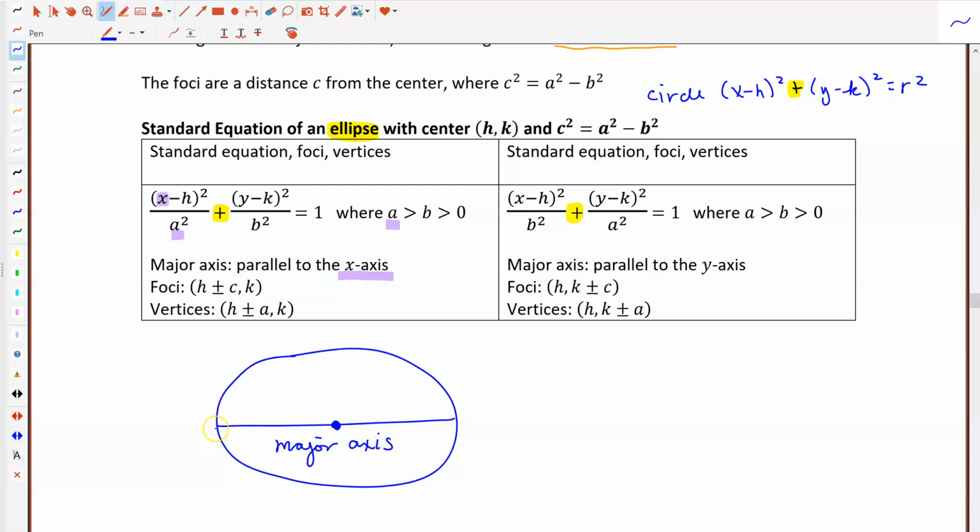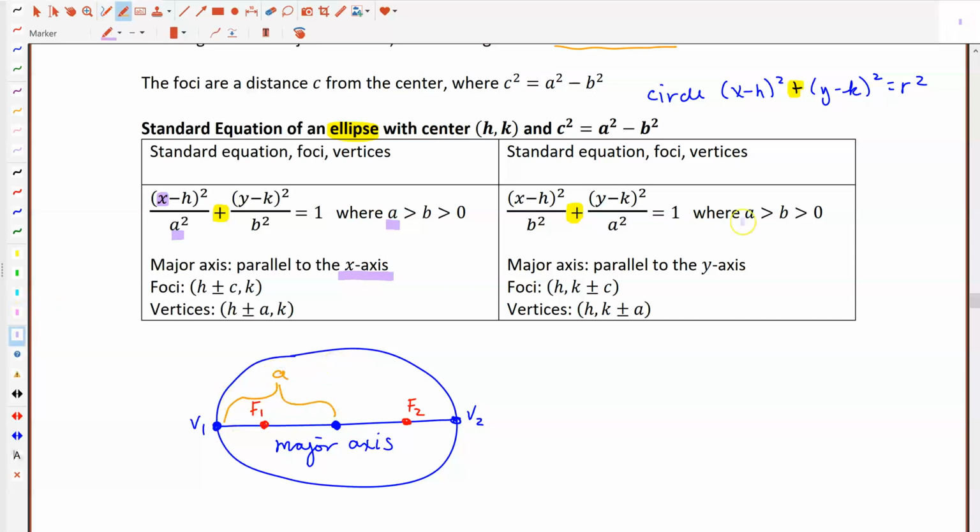Remember that the vertices, so that's one of the vertices, that's another vertex, live on the major axis. There's going to be two foci in here. They also live on the major axis, and this distance right here is going to be A, to get out from the center to your vertex.